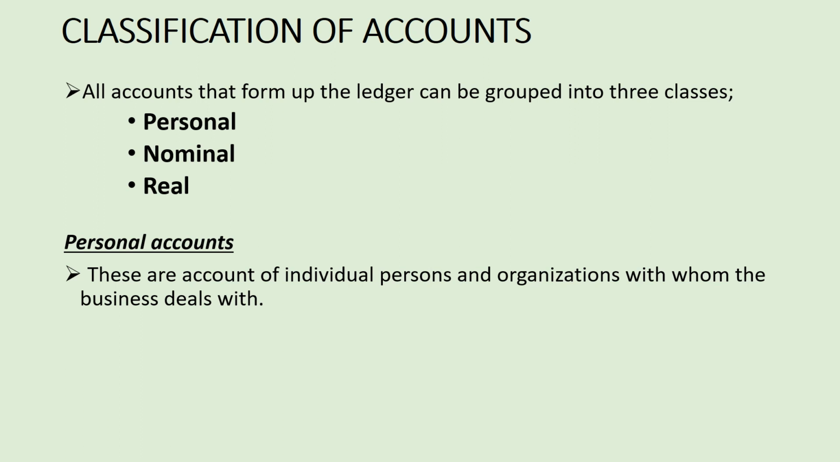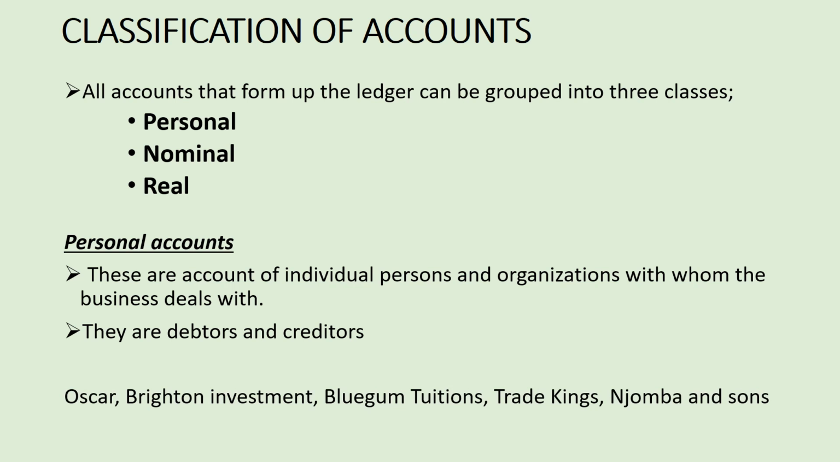It can happen that you sell something, and that person agrees to pay you later, so that person is your debtor. Such an account, we're going to record it as a debtor. And the opposite also is true. When you buy something, you will have a creditor. You become a debtor to another business, but that other business will be your creditor. Such types of accounts are what we record under personal accounts. So in short, they are debtors and creditors. Examples might include Oscar Limited, Brighton Investment, Bilgam Tuitions, Tradekins, Njomba and Sons.